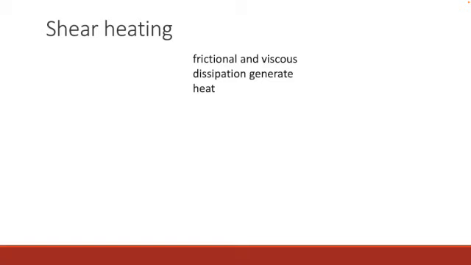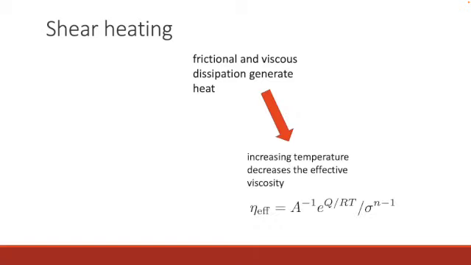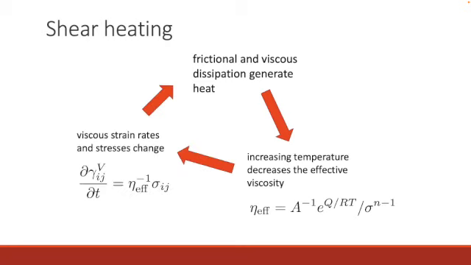With shear heating, frictional and viscous dissipation generate heat, and this increases the temperature. The increase in temperature decreases the effective viscosity, which in turn causes the viscous strain rates and stresses to change, which changes the amount of heat generated through frictional and viscous dissipation. So shear heating results in a fully coupled system between the momentum balance equation and the diffusion equation for temperature.